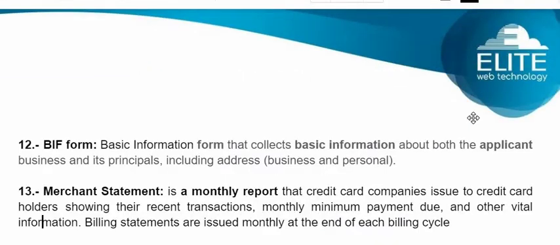Okay, next we have a BIF form. The BIF, or Basic Information Form, collects basic information about both the applicant, business, and its principals, including address, business, and personal.